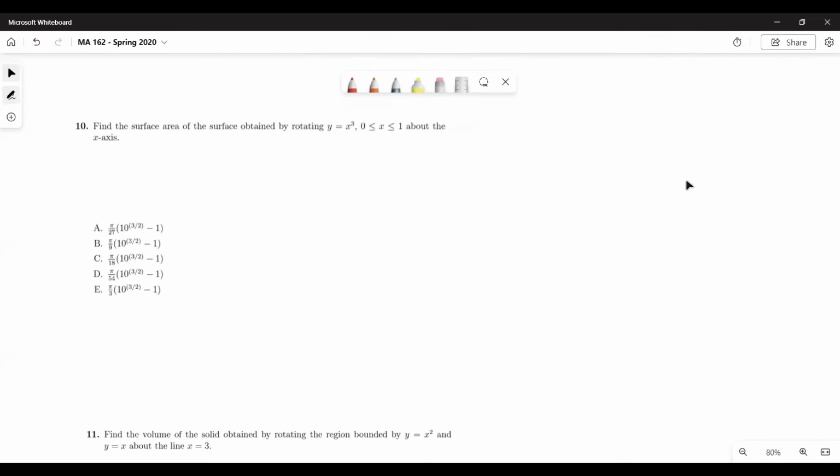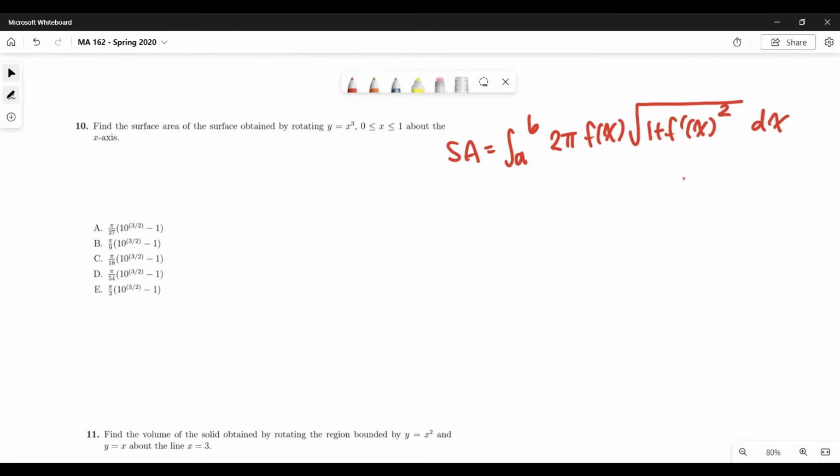So this question is, find the surface area of the surface obtained by rotating the curves. The surface area equation is the integral from a to b of 2 pi f(x) times the square root of 1 plus f prime of x squared dx, if it's dx rotating about the x-axis. If it's rotating about the y-axis, you will change x into y.